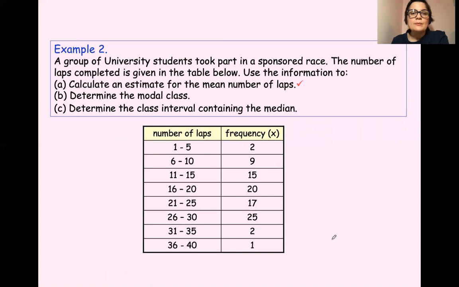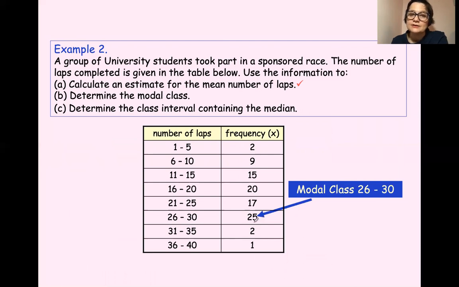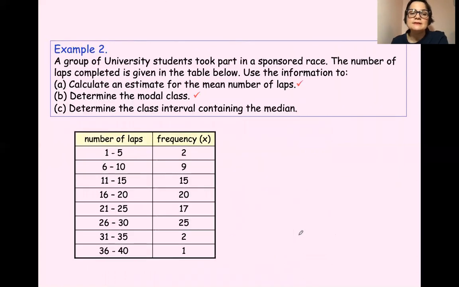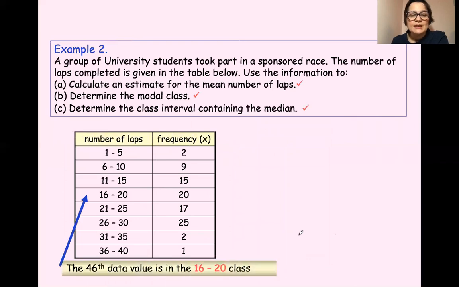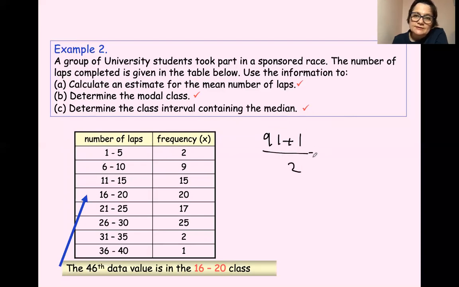Now, how about the modal class? The modal class is, again, the one with the highest frequency. The highest frequency here is 25, and that belongs to the 26 to 30 class. How about the median? How do we calculate the median? Now, we said we add them all together. The frequency is 91, so add 91 plus 1 divided by 2. This is 92 divided by 2. So it is going to be 46.